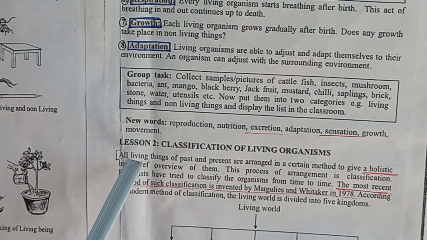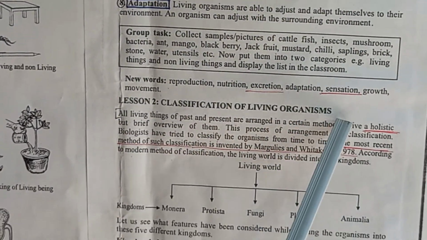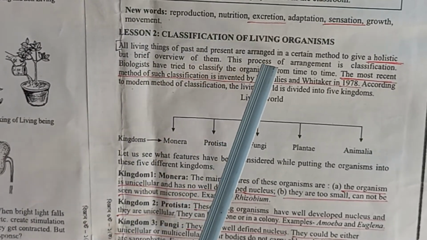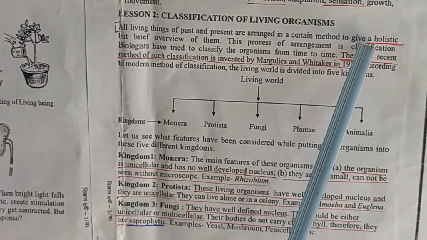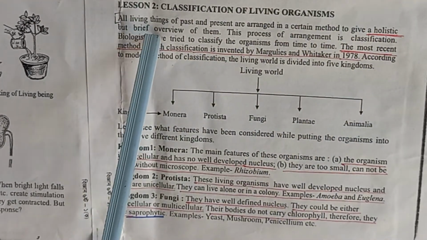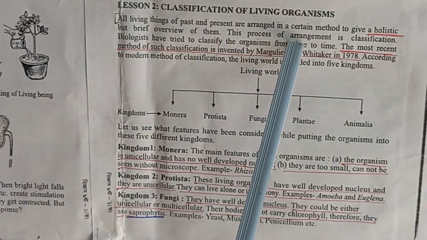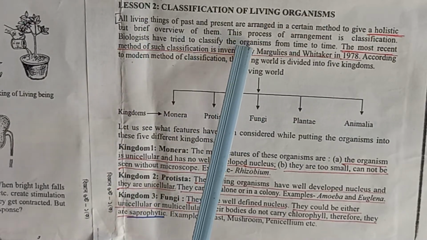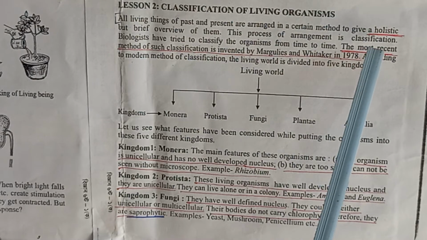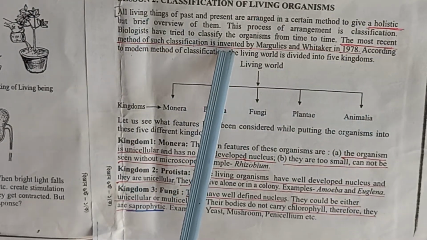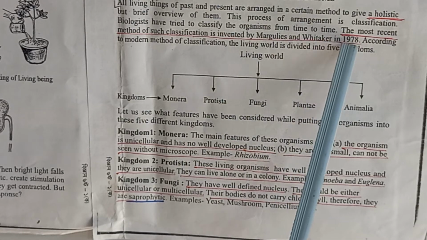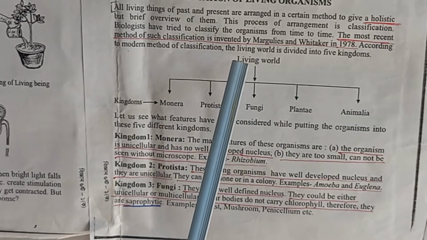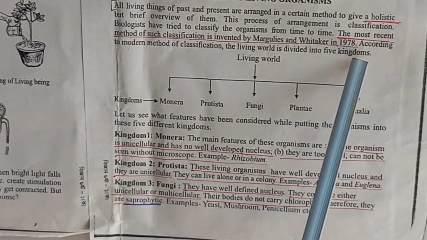Now come to here, this is lesson 2, classification of living organisms. Here all living things of past and present are arranged in a certain method to give a holistic but brief overview of them. This process of arrangement is classification. Biologists have tried to classify the organisms from time to time. The most recent method of such classification was invented by Margulis and Whittaker in 1978. According to the modern method of classification, the living world is divided into 5 kingdoms.